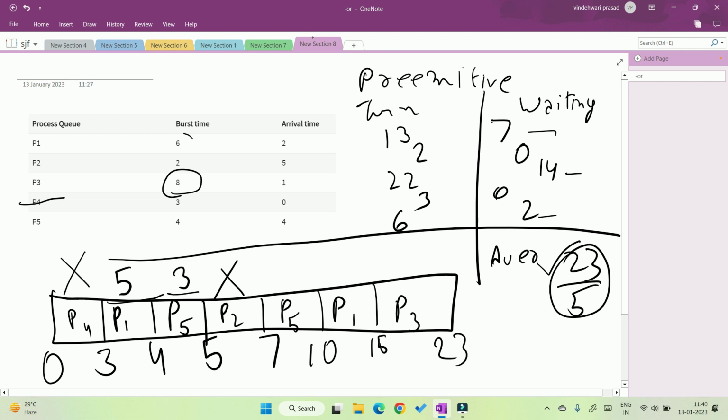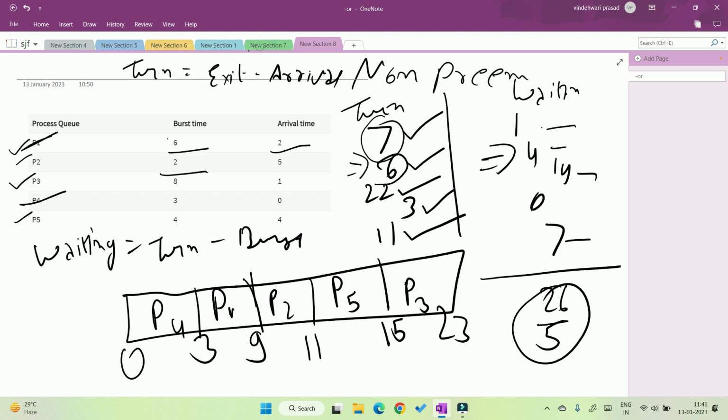So I hope with this example you understand that there are two ways to solve the same question, preemptive and non-preemptive. In the preemptive way, we stop the process when any process which has a less burst time comes during that process. But in non-preemptive, we do not do this type of work.